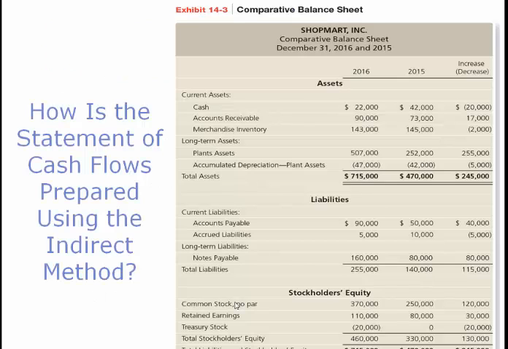And here's the first thing we're going to take a look at. Here's a comparative balance sheet year over year. So in effect, we have 2 years worth of balance sheets. A couple things I want you to notice here. When we get done with our statement of cash flows, what we're trying to do is calculate this particular number right here. So when we are done, it's going to say net cash flows is going to be a minus $20,000.